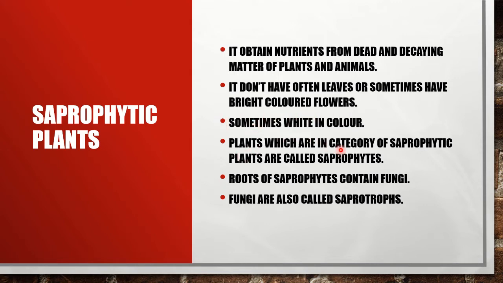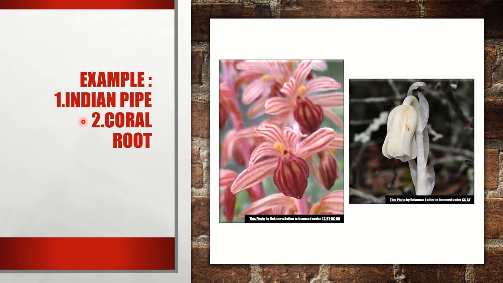Plants in the category of saprophytic plants are called saprophytes. There are two examples. First is the Indian pipe and second is the coral root. This is the Indian pipe. As I have previously told you, some of these plants are whitish in color, and as you can see here, it is whitish. And this is the coral root plant. It has bright colored flowers, so it is also an example of a saprophyte.